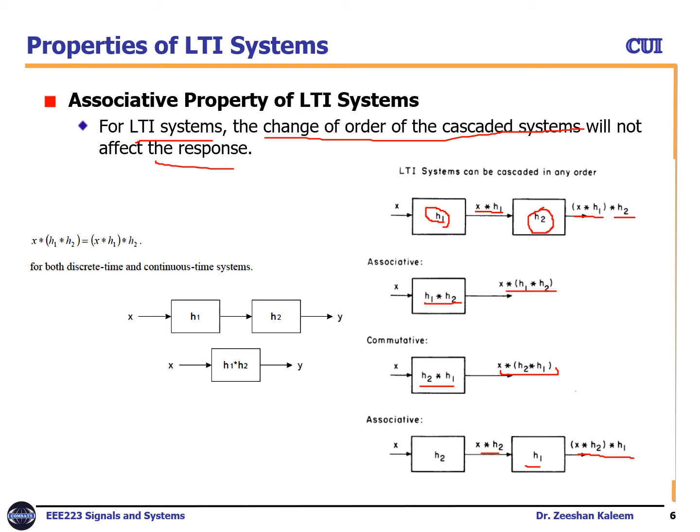So you can see that these two are commutative operation. Sorry, it is the associative property. It follows the associative property. So by changing the order, like previously there was h1 here and h2 here, now there is h2 here and h1 here. So the result will always be same.